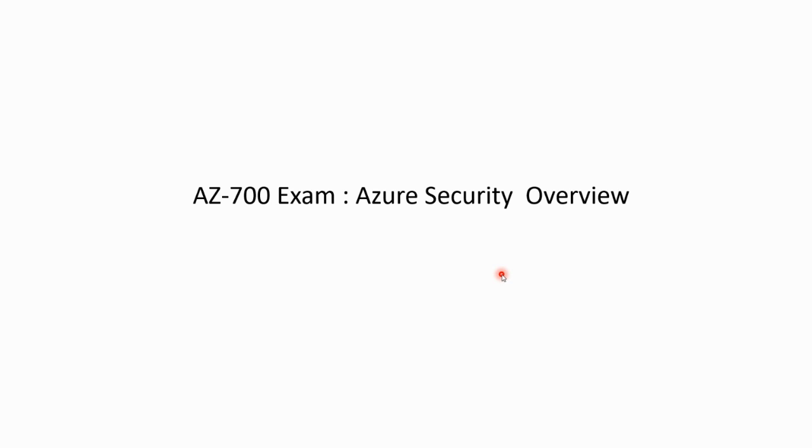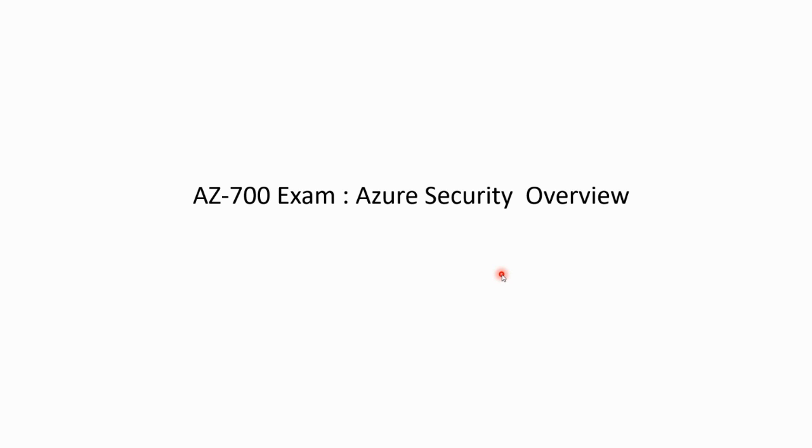Hey all. So last video we saw the Azure networking overview. Again, that's a part of the AZ-700 exam. This is also the second part of that. Today we are going to talk about all Azure security services. Plus, we will talk about the cloud architecture.